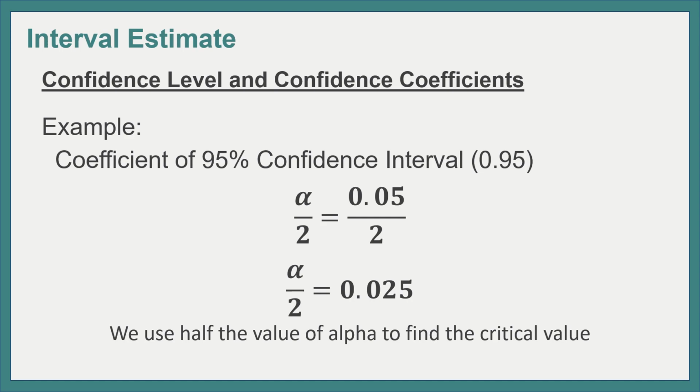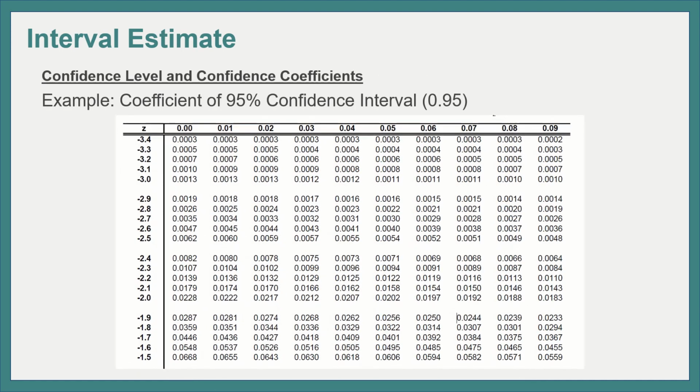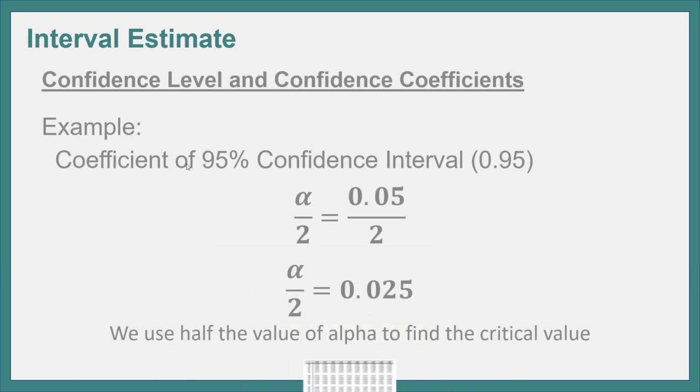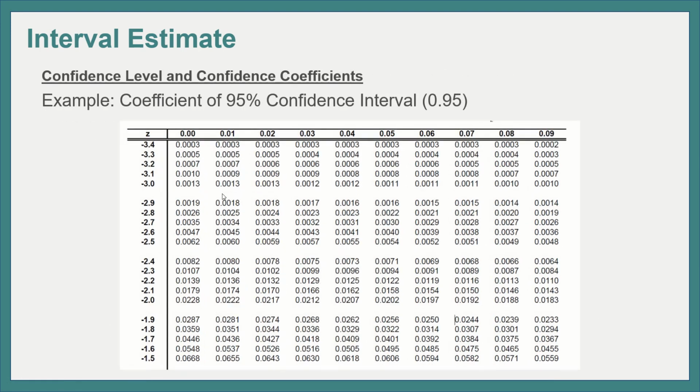We use half the value of alpha to find the critical value, or the confidence coefficient, corresponding to our selected confidence level. Here I have the cumulative table. We have two z-tables. One is the areas under the normal curve, which is half of the curve only, from the mean to the positive area. This one is the cumulative z-table. It is still the area under the normal curve, but this already includes the negative z values and the probability of the negative z values.